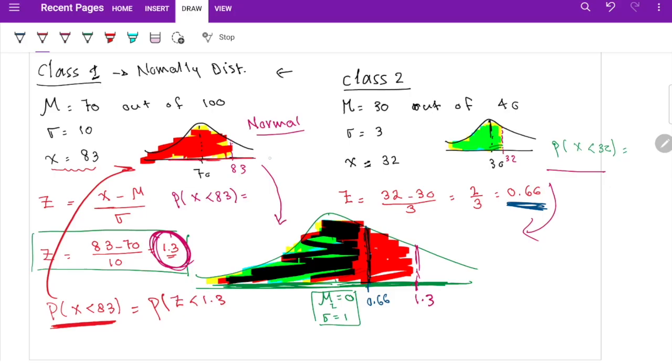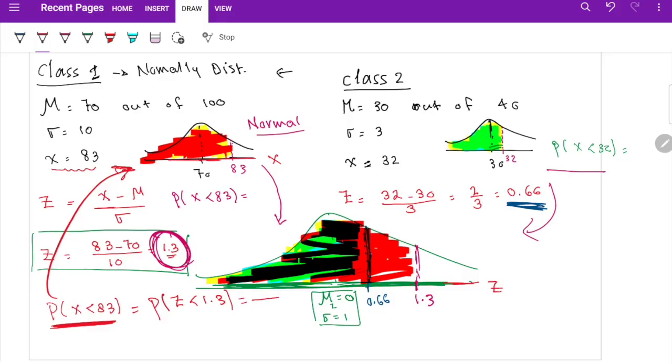Now, in this x-axis we have x, in this x-axis we have z values, the standardized values, okay? So these are the same. Finding the area under the curve when x is less than 83 is the same as finding the area under the curve when z is less than 1.3, because 1.3 is the standardized value of x equals 83. So you are going to get the same area, but the first one is tedious, long calculations. This one is the standardized one. You can do this one easily, okay?